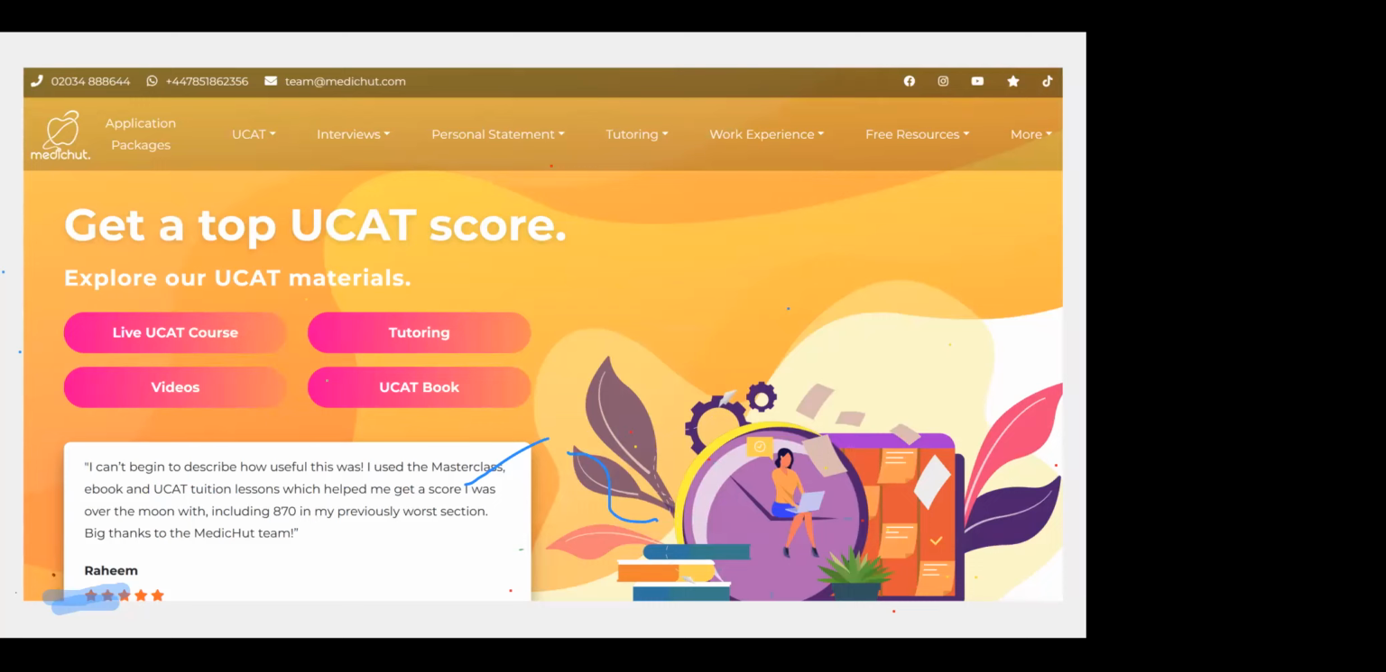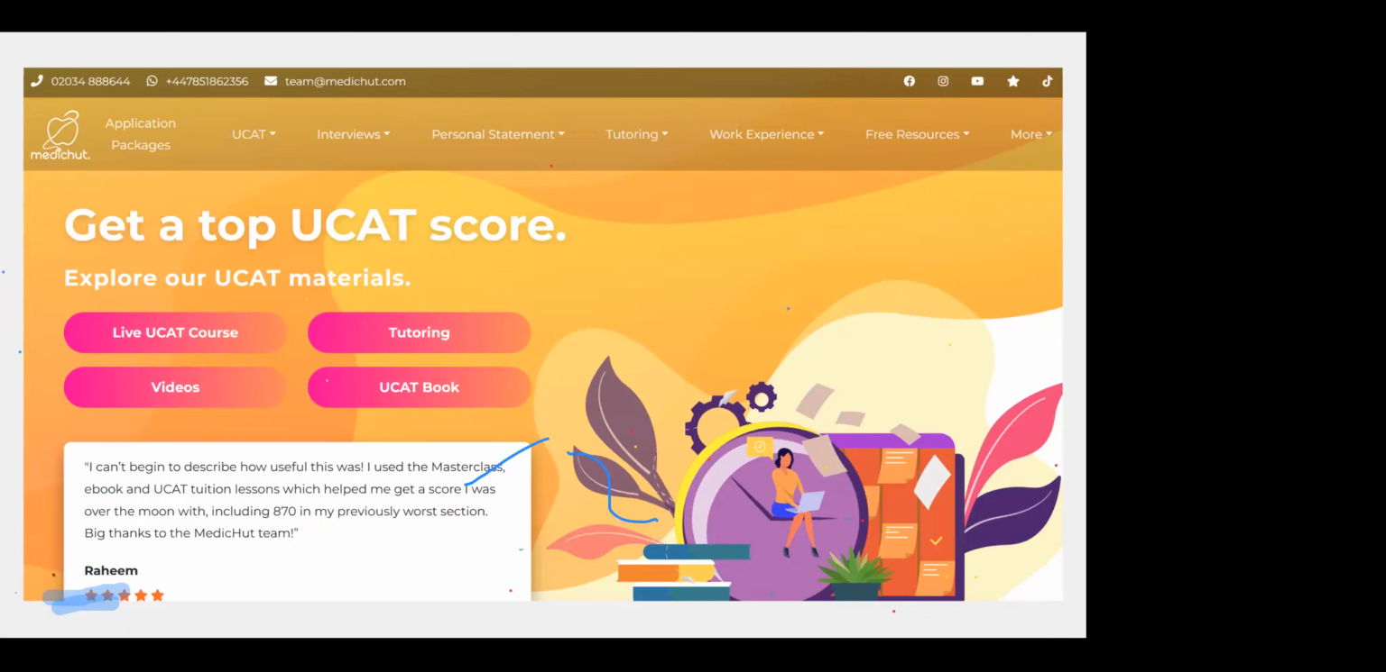Which schools have lower UCAT requirements? I'm not sure off the top of my head, but you can definitely find loads of information online. If you go onto the different medical schools or dental schools, they will give you the cutoffs that they're looking for or the cutoffs that they had in previous years. And that can obviously help guide which medical schools or dental schools you might want to apply for.